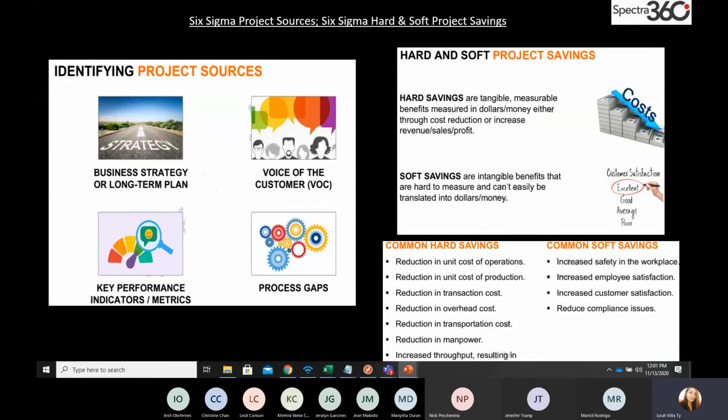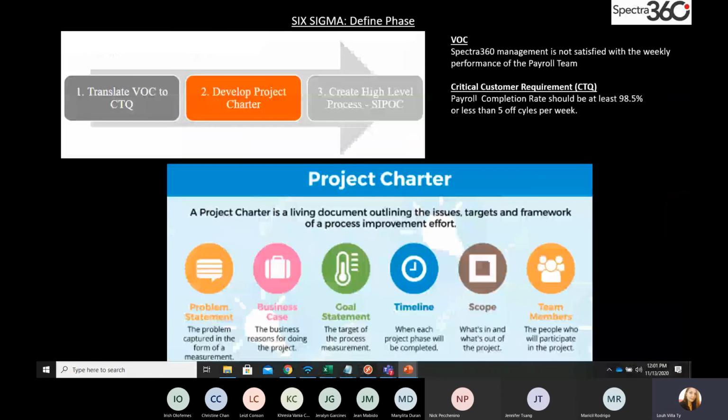All right, so we are now in the define phase. This is the very first phase of Six Sigma methodology. And just to set your expectations again, ladies, when you do your project, you will do the DMAIC phases. So you will do define, measure, analyze, improve, and control. There are three steps for the define phase. The very first step is to translate voice of the customer to CTQ.